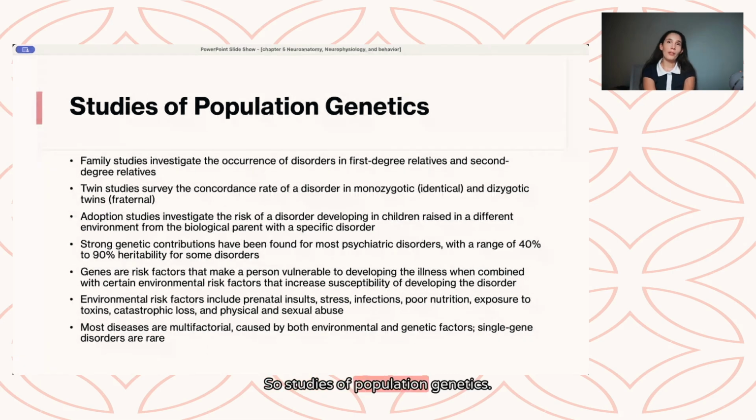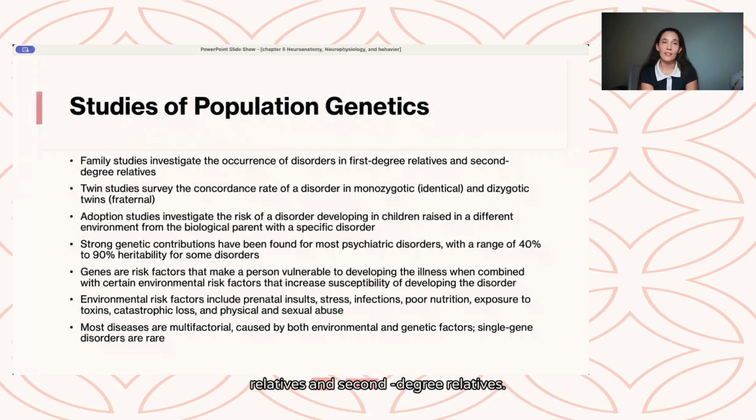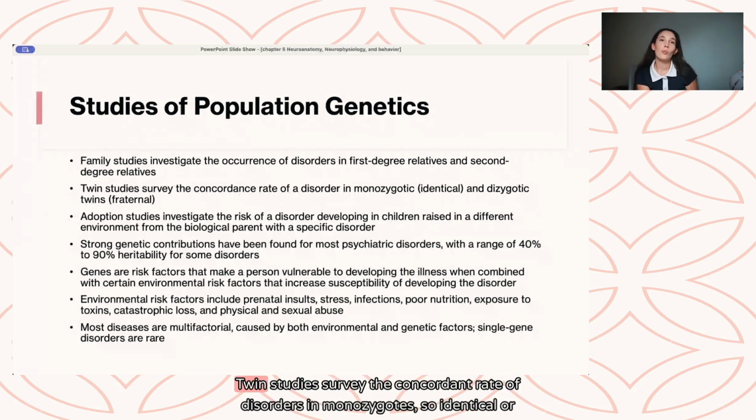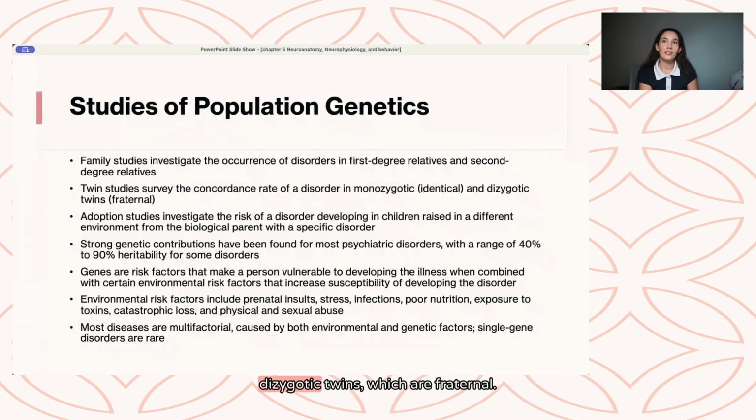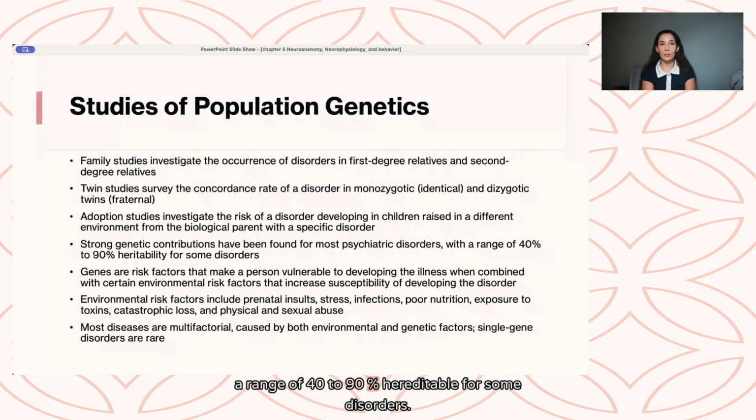So studies of population genetics. Family studies investigate the occurrence of disorders in first-degree relatives and second-degree relatives. Twin studies survey the concordance rate of disorders in monozygotic, so identical, or dizygotic twins, which are fraternal. Adoption studies investigate the risk of a disorder developing in a child raised in a different environment, but from the same biological parents. Strong genetic contributions have been found for most psychiatric conditions, with a range of 40 to 90% heritable for some disorders.